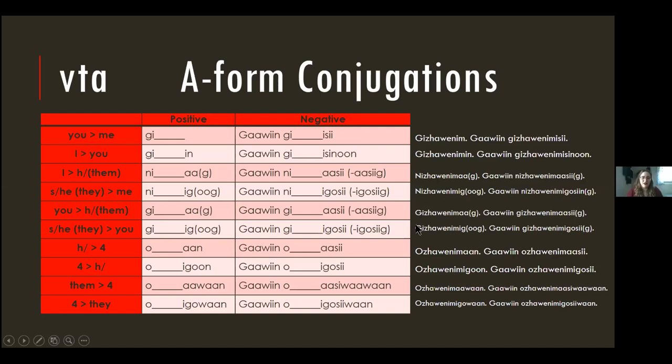Gijawainama. Gijawainamog. Gawin gijawainamasi. Gawin gijawainamasig. Gijawainamig. Gijawainamigug. Gawin gijawainamigosi. Gawin gijawainamigosig. Ojawainamon. Gawin ojawainamasi. Ojawainamigun. Gawin ojawainamigosi.